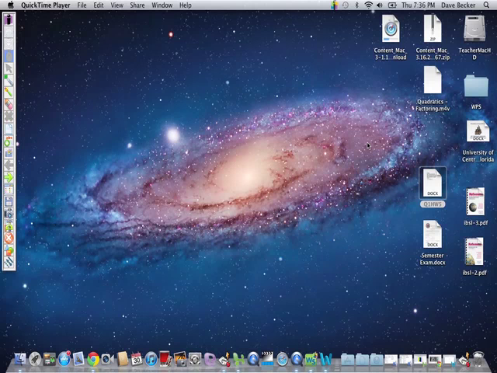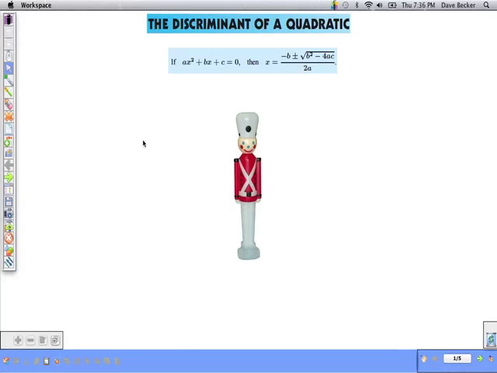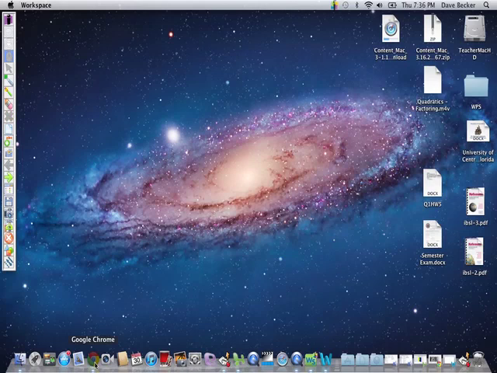Good day again. It's a great day for mathematics as always, and we are off and running because today we are going to talk about the discriminant of a quadratic, which has absolutely everything to do with the quadratic formula, which is shown here, and which always makes me think of a soldier. Why, you ask?